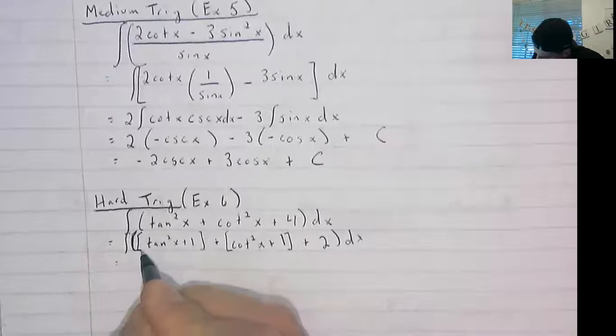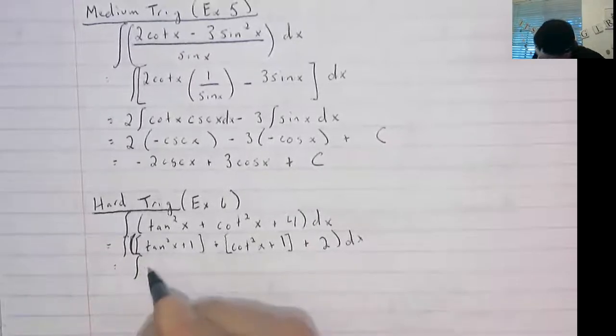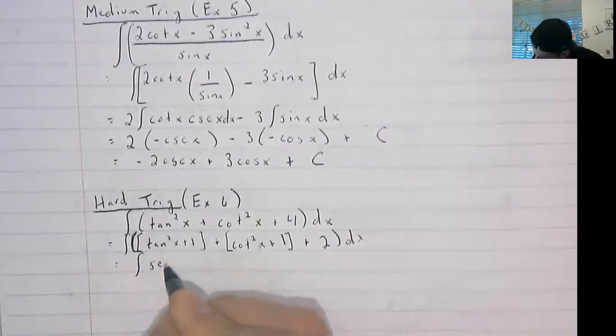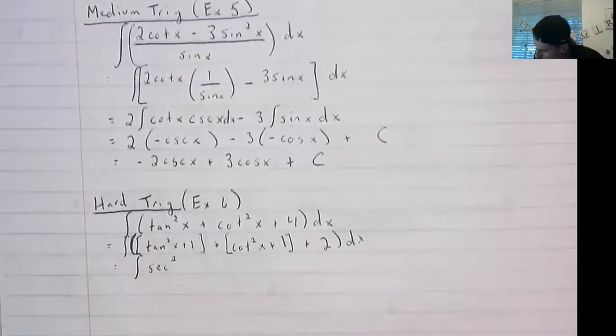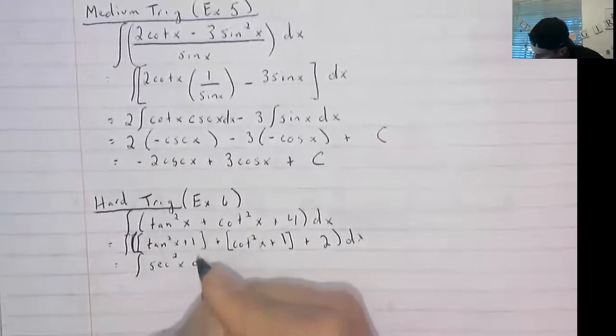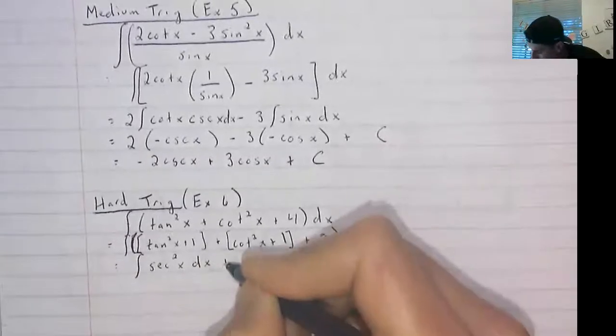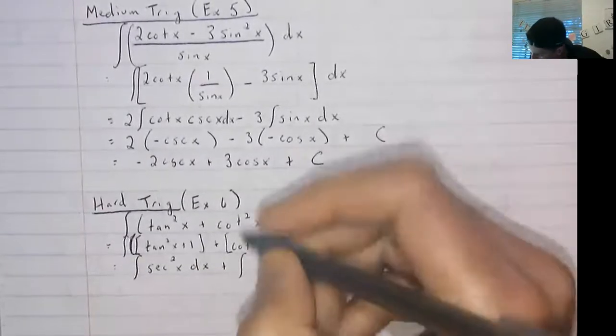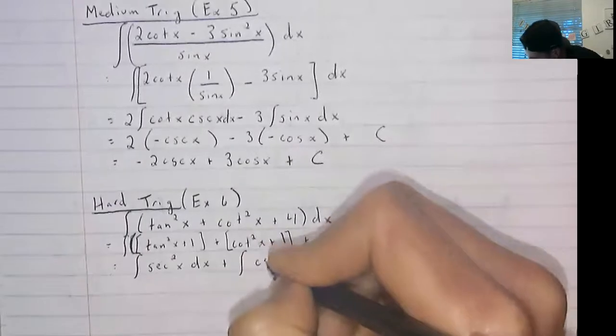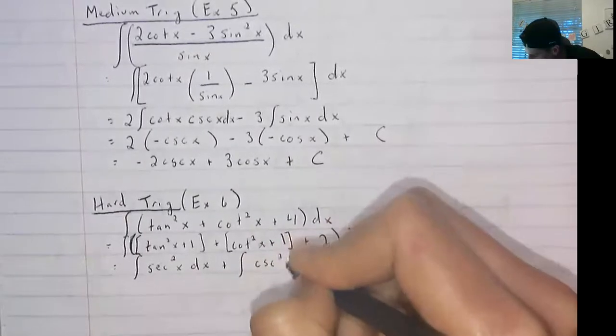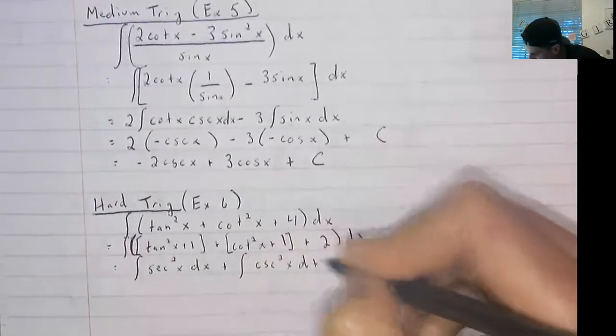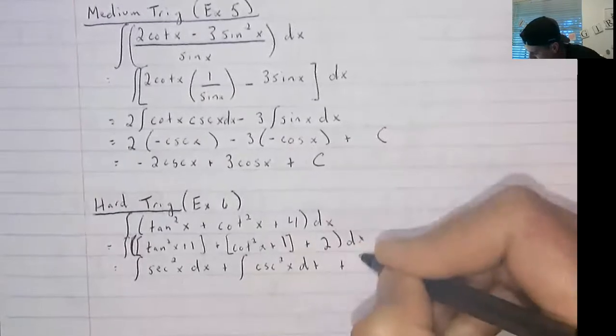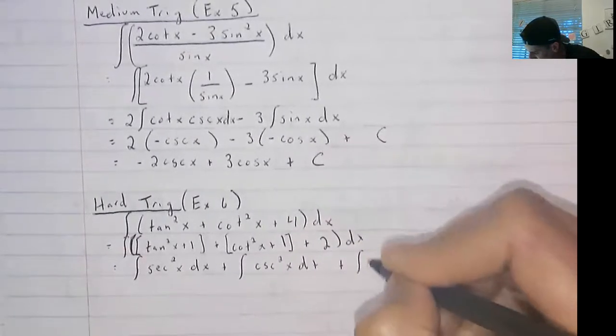And isn't that helpful? I don't know, maybe. This is the integral of secant squared plus the integral of the cosecant squared plus the integral of 2.